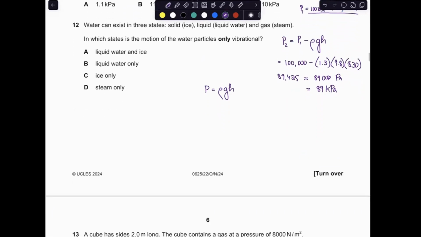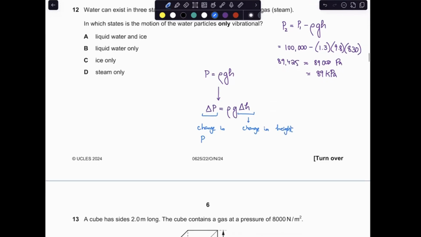Now, if we just slightly change this equation, just by adding two symbols, we can do this. Delta P is equal to rho G into delta H. What this means, delta simply means change in. It means the change in pressure, so change in P, is equal to rho G multiplied by the change in height. Now it's the same equation, but it's a lot more descriptive. What it's telling us is that we can calculate the pressure difference between any two locations if we just know the difference in heights between them.